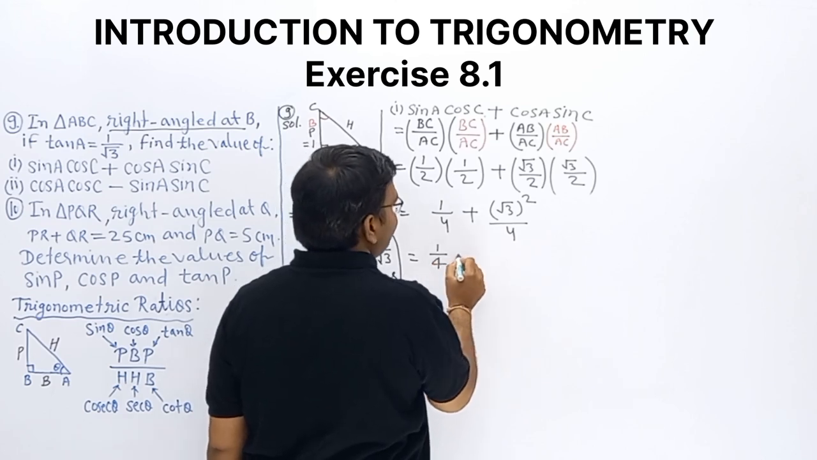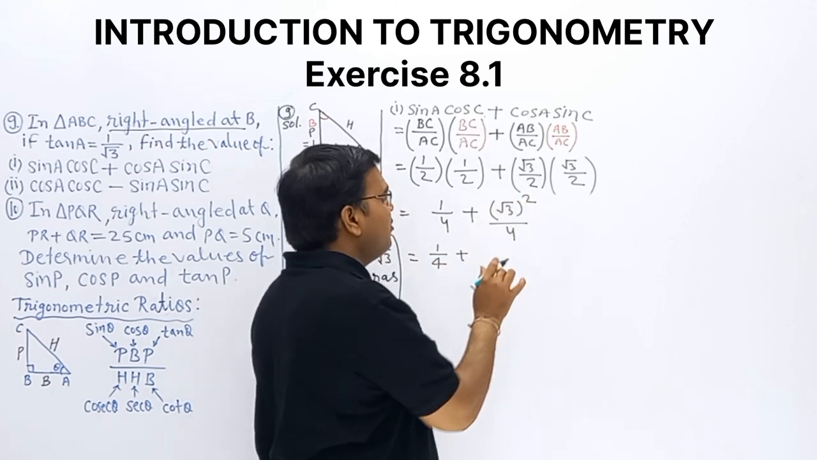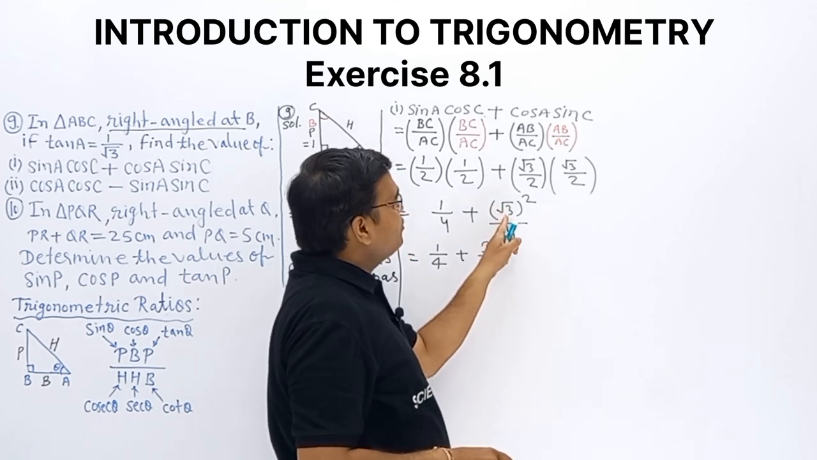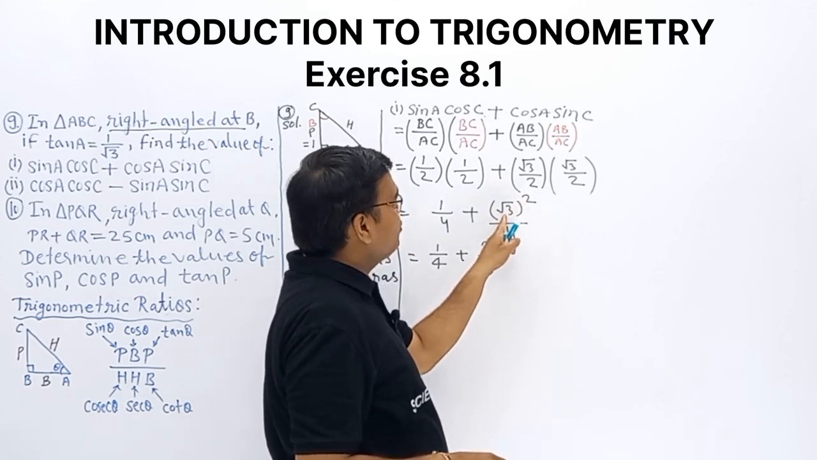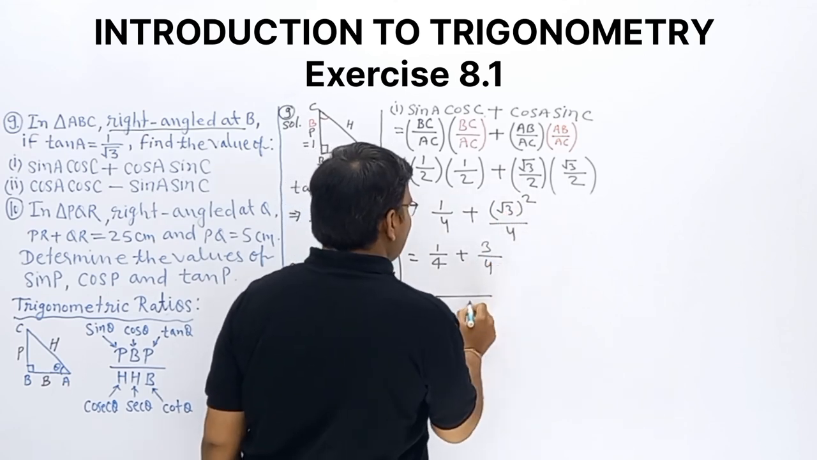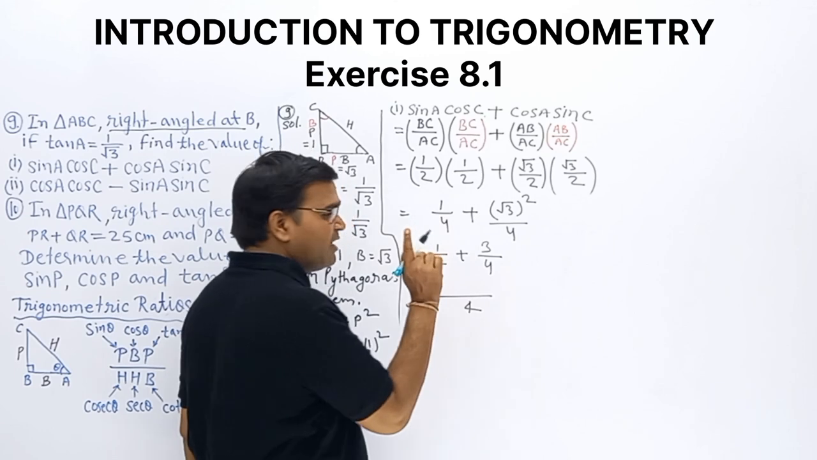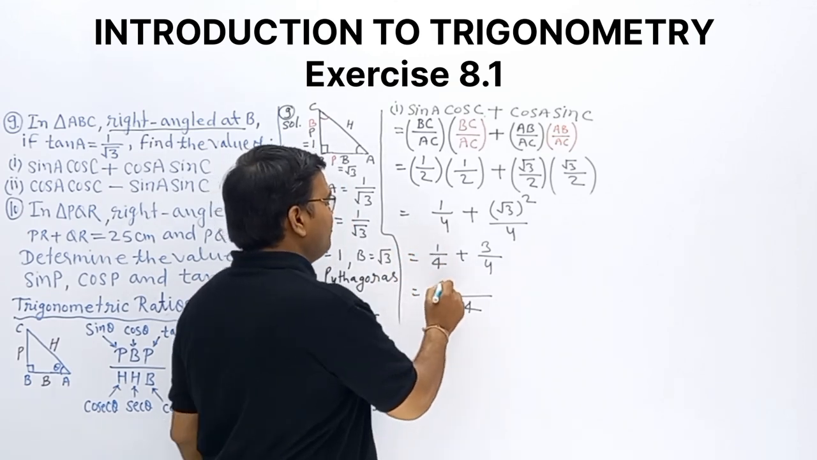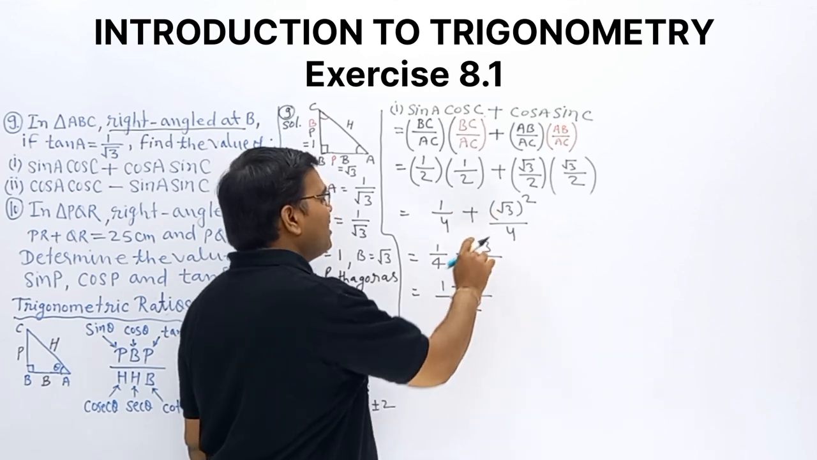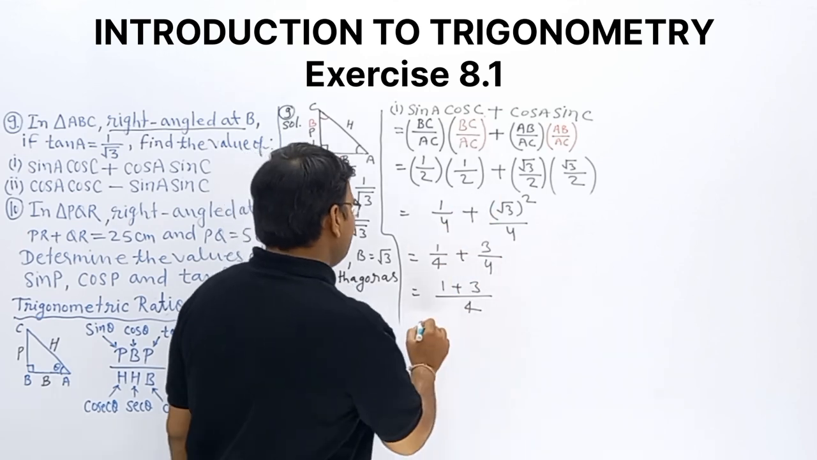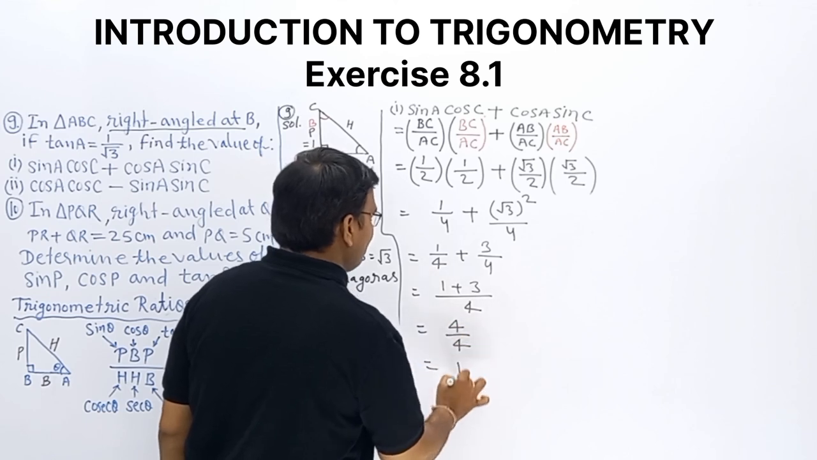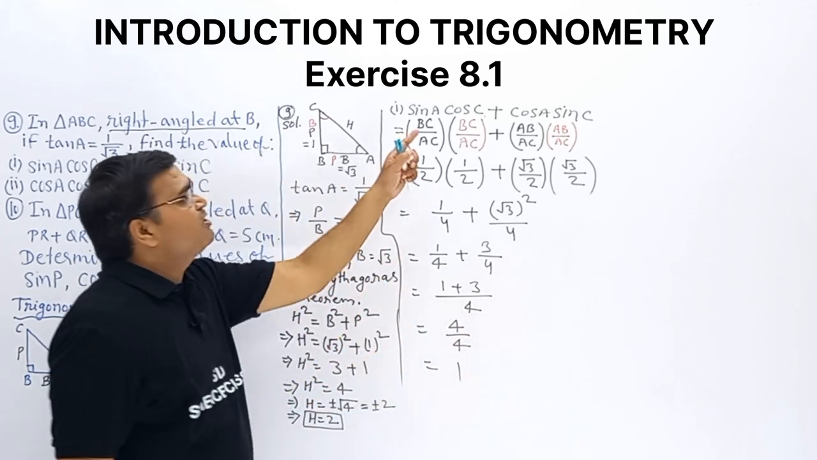1 by 4 plus square root 3 whole square will be what? We already solved this one in this class. Square root of 3 whole square will be 3, so 3 upon 4. Take LCM. LCM is 4. 4 divided by 4, one time it is going. 1 into 1, 1, plus 4 divided by 4, one time it is going. 1 multiplied by 3, 3. Clear? So 1 plus 3, 4 upon 4. The answer will be 1.